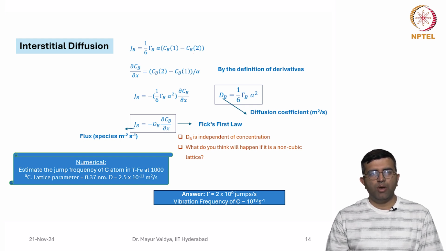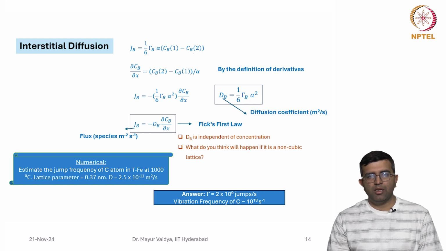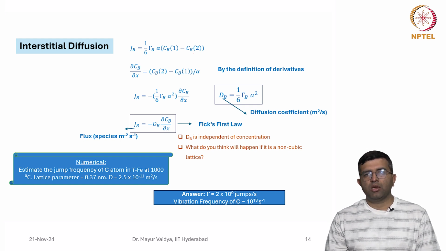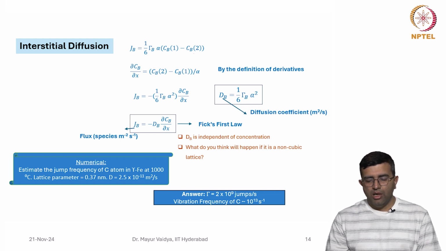A very simple numerical: estimate the jump frequency of the carbon atom in gamma iron at 1000 degrees centigrade. The lattice parameter is given as 0.37 nanometer, and the value of D is also indicated here. So basically you can estimate gamma, and that answer comes out to be 2 into 10 power 9 jumps per second.